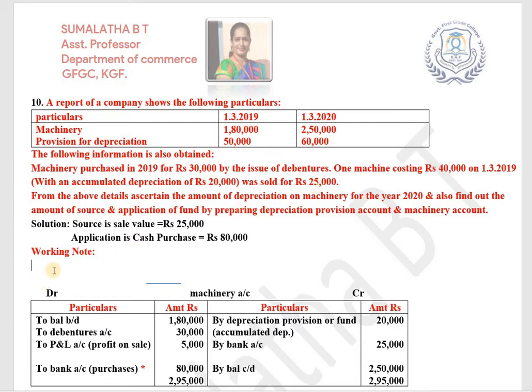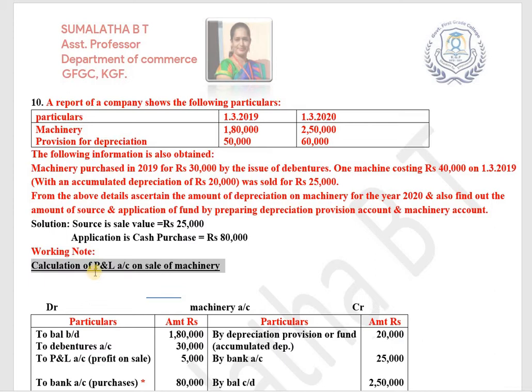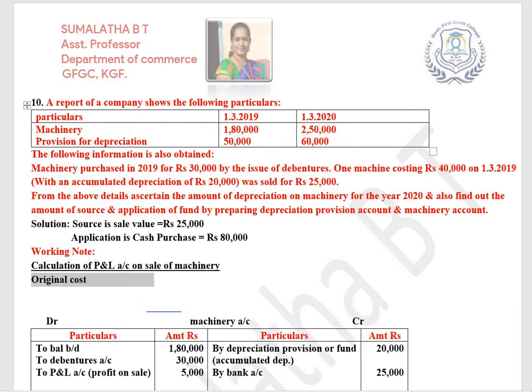So let us go for making a working note. What we have to do is calculate the profit or loss on sale of machinery. Whether we got a profit or a loss on the sale of machinery has to be found out. So first, you take the original cost.